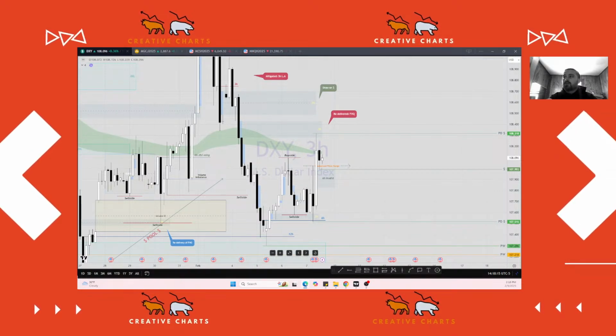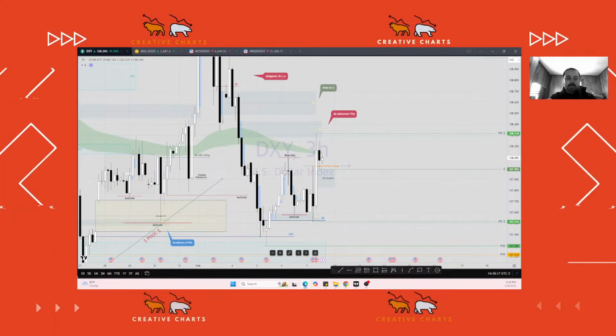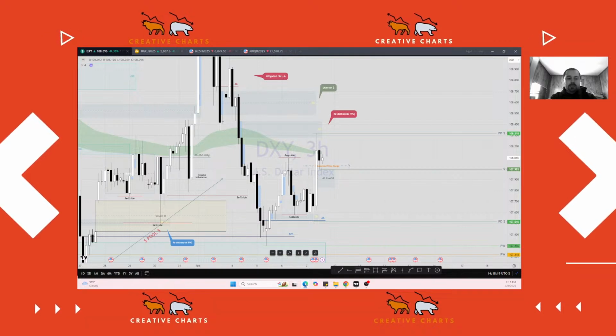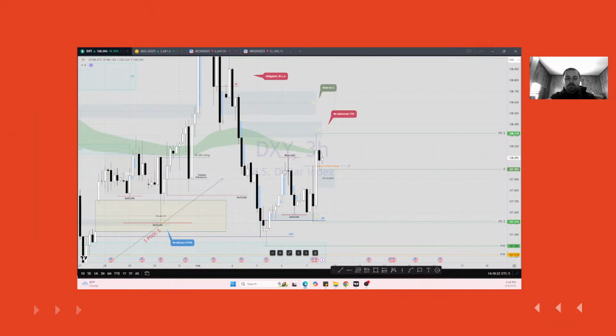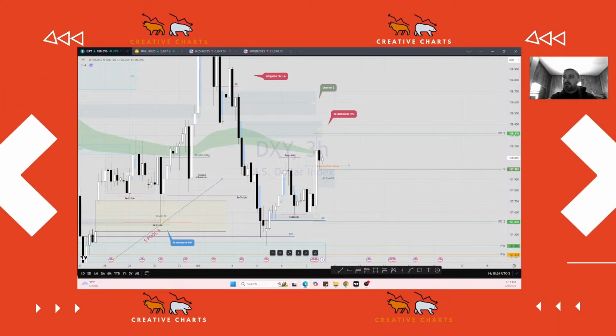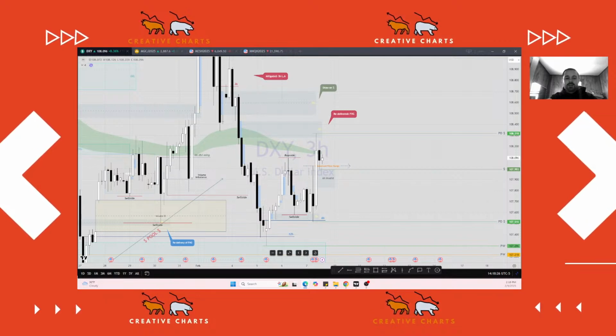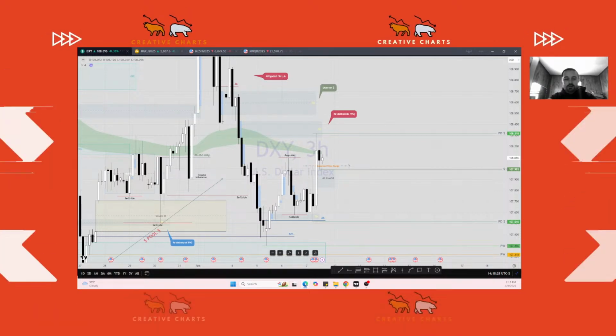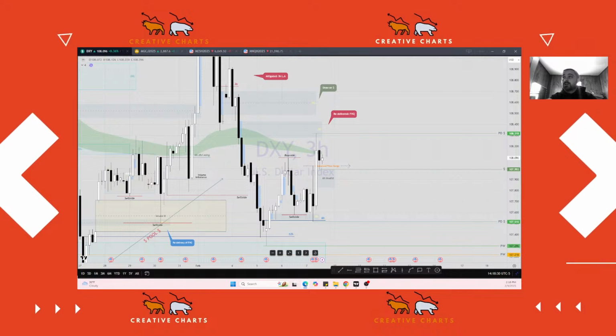Once again, we are looking at a bearish pullback, bullish reversal. Price is redelivering a 3-hour FVG.